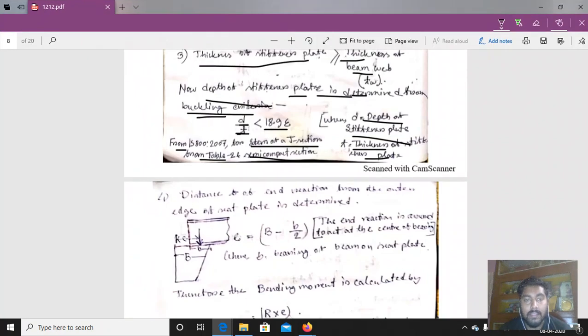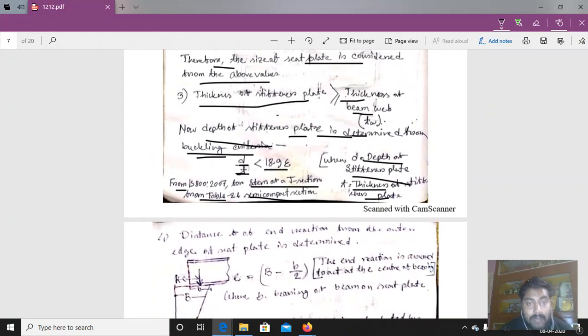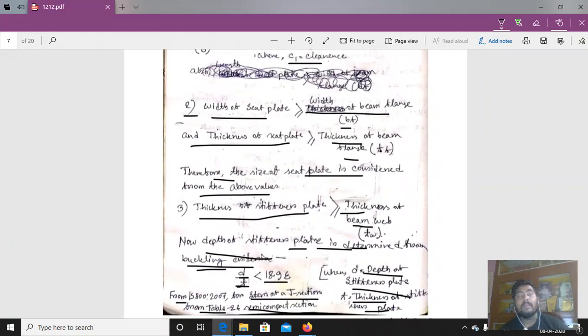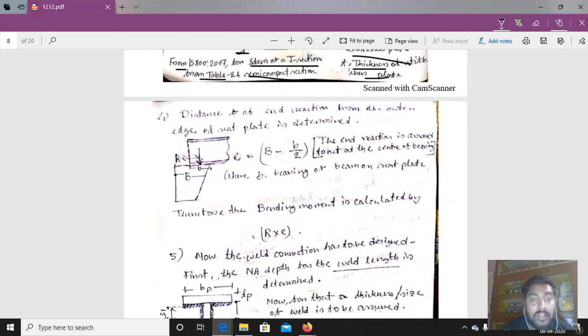Coming back to this formula, we have to do d by t, so from here d can be determined. Now we have determined the depth and thickness of the stiffener plate and the seating plate, both are determined. Now coming to the distance of the end reaction from the outer edge of the seating plate. This is the bearing value B, the value of the web bearing. It is assumed in case of a stiffened connection that the reaction force is acting at the center point of the bearing.